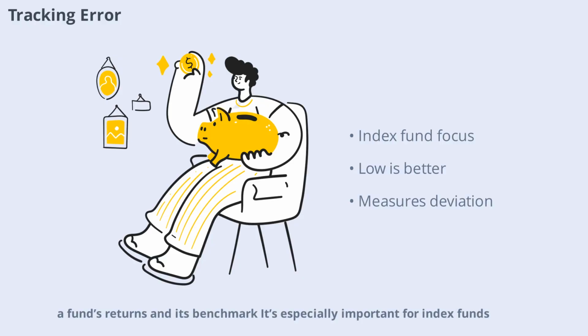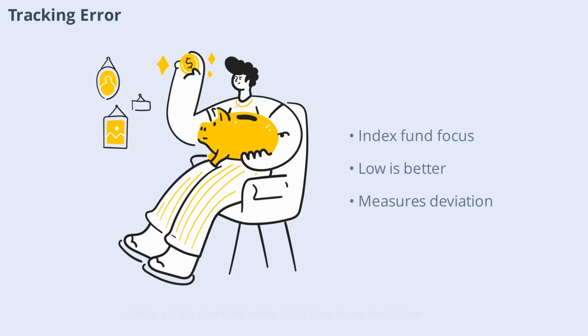Tracking error measures the difference between a fund's returns and its benchmark. It's especially important for index funds, which aim to replicate the performance of a specific index. A low tracking error means the fund closely follows its benchmark, while a high tracking error indicates more deviation. This metric helps investors assess how well an index fund is achieving its goal of mirroring the market.